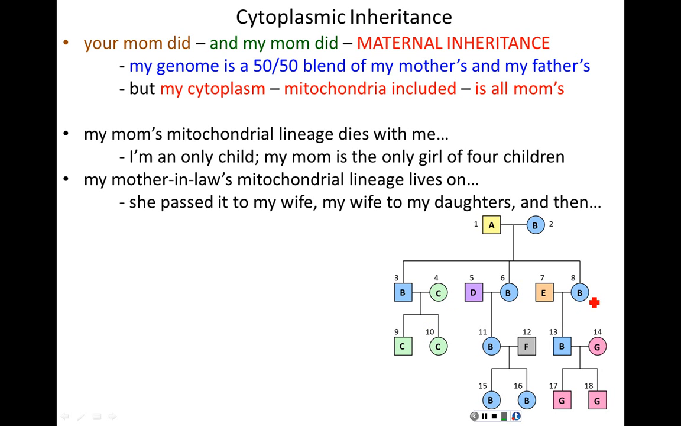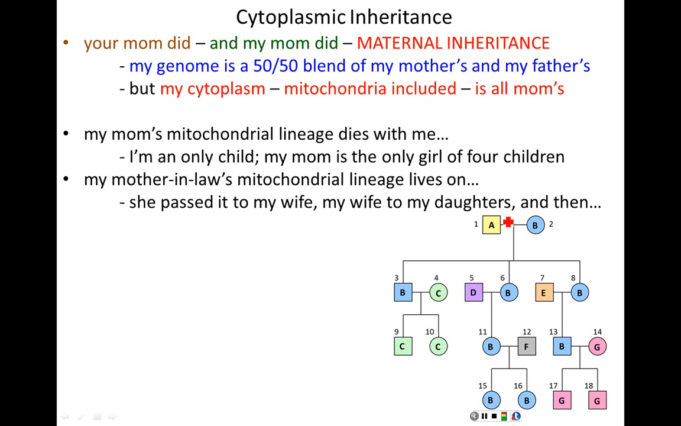This woman here received her mother's blue mitochondrial DNA. She marries a man. They have 1 child. It's a son. The son has the mother's mitochondrial DNA. He marries, has children. Since he's a son, the kids get his wife's mitochondrial DNA.